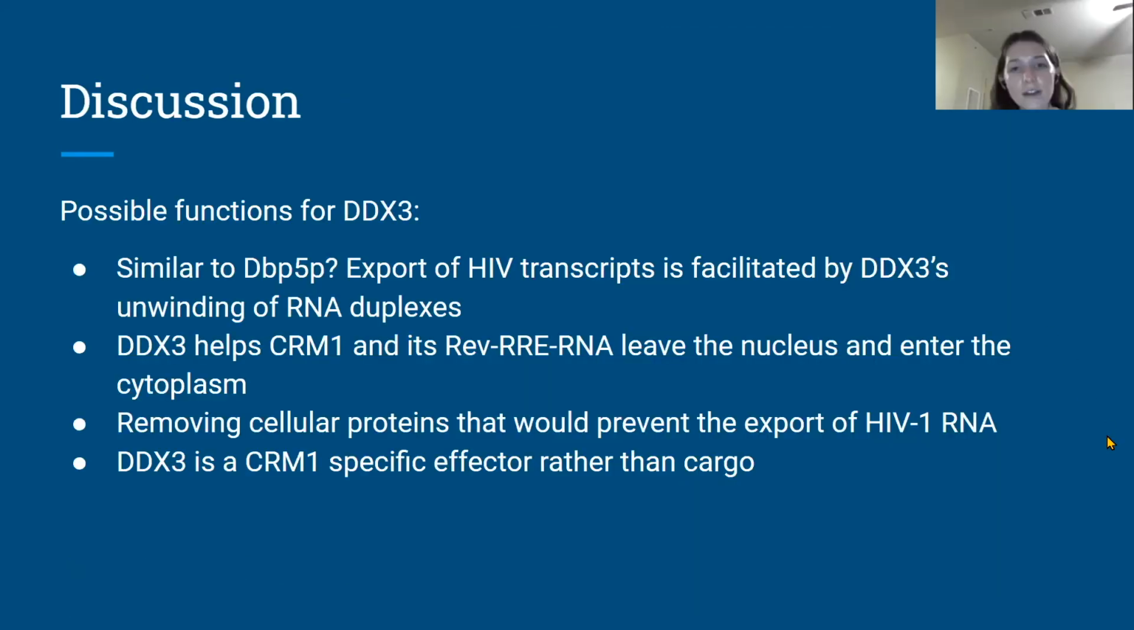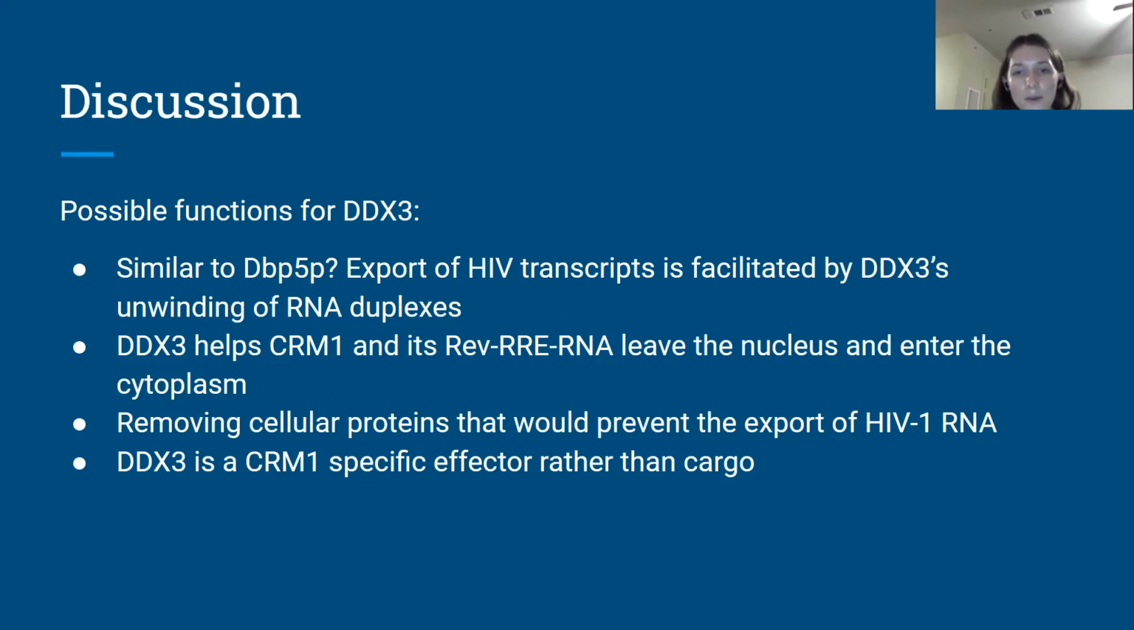It was determined that DDX3 is functionally critical for and specific to HIV-1 RNA export by the Rev-RRE CRM1 pathway. It's possible that DDX3 functions similarly to DBP5. DBP5 is a cytoplasmic RNA helicase found in yeast involved in cellular mRNA export. It is found around the nuclear envelope and is thought to be involved in remodeling RNA cargo to allow transport through the nuclear pore complex or to facilitate the release of RNA once through.